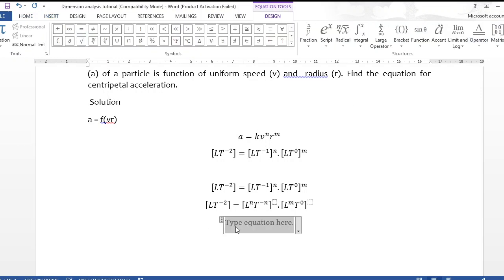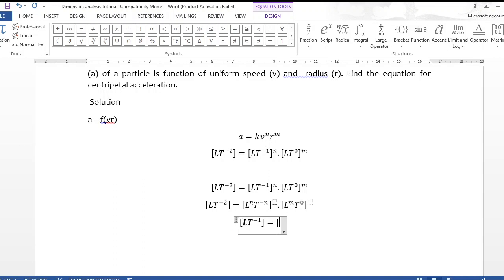Now, using also the rules of indices, when the bases are the same, when you are multiplying numbers with the same base, you add the powers. When you multiply numbers with the same base, you add the powers.